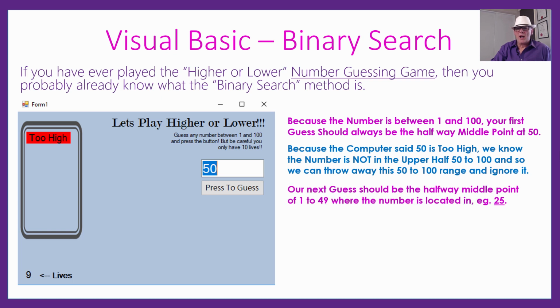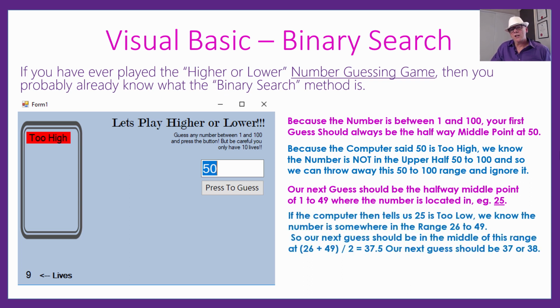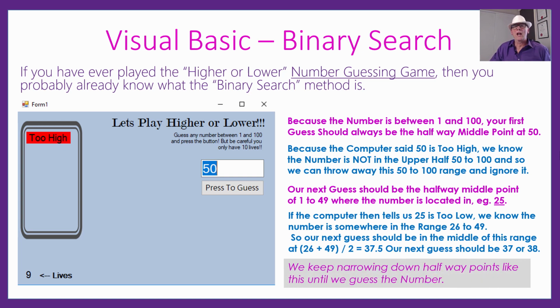So we can ignore the upper range, and if we add 1 plus 49 together, we get 50, and if we divide by 2, the halfway point is 25, so our next guess should be 25. So let's say we did that and the computer told us that number was too low. Well, then we know it must be somewhere between 26 and 49. So by doing halfway guessing, binary has to do with 2, so dividing by 2 each time and going halfway, our next guess, you'd either do 37 or 38, because it came out 37.5 for the exact halfway point. And you'd keep doing that until you guess the number, and that is the most efficient way of doing it.